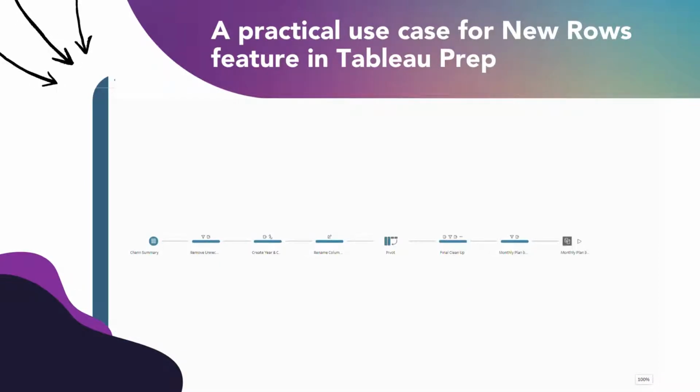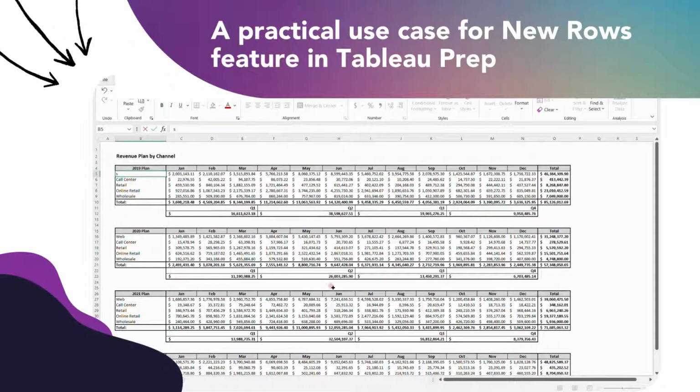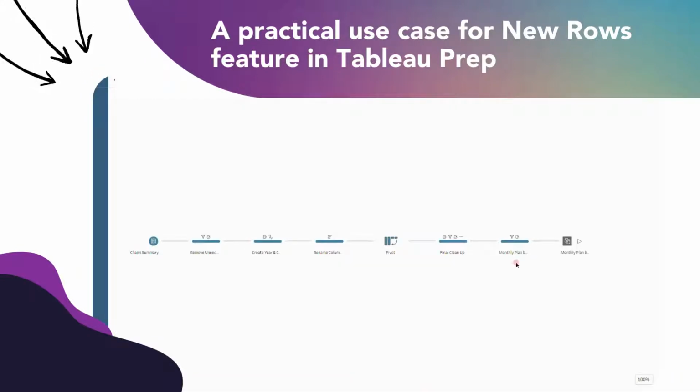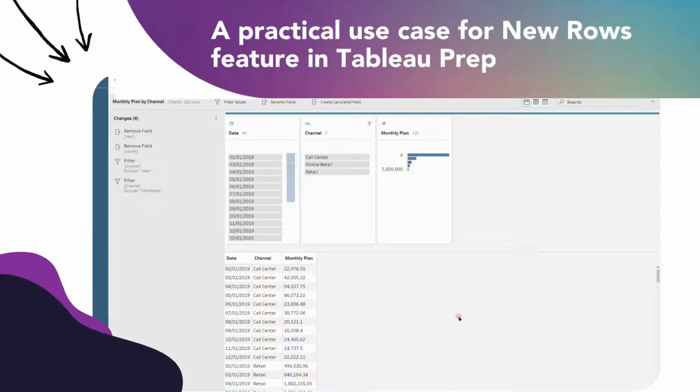And what I've done is I've created a very simple workflow that takes this highly formatted spreadsheet and distills it down to the very basics of what we need from a reporting sense. And what that looks like is essentially these three fields. We have date, we have channel, and we have our monthly plan.